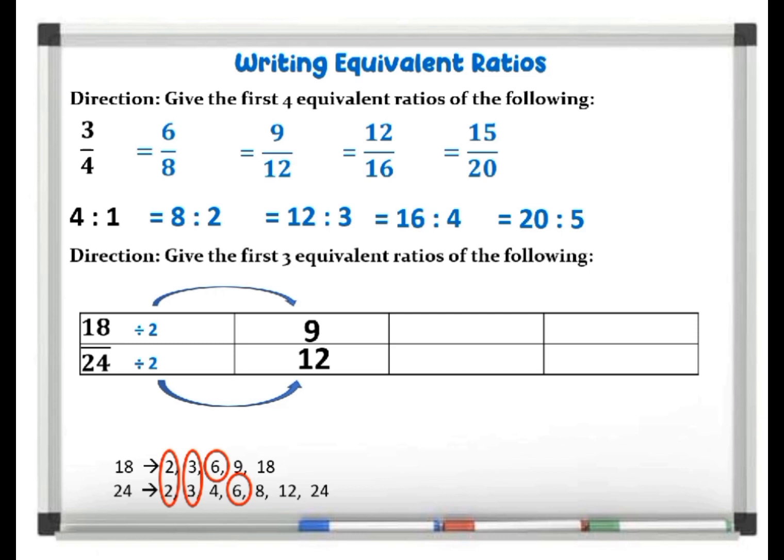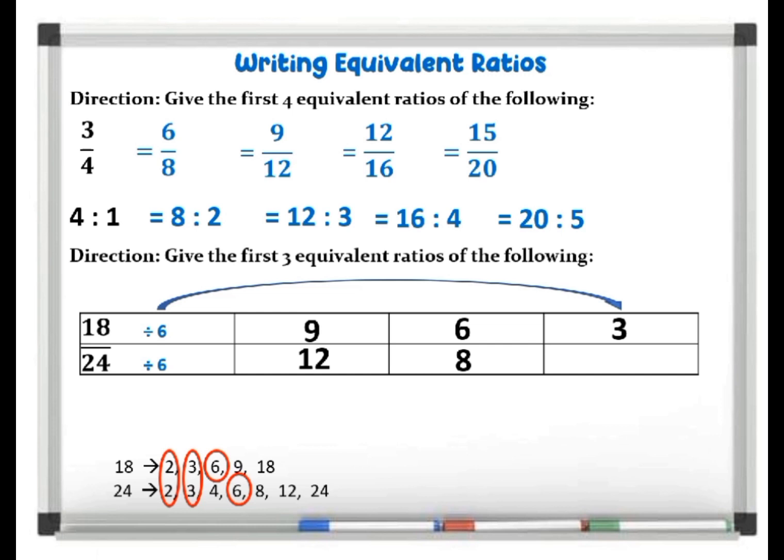Sunod, ang 18/24 naman, i-divide natin sa 3 kasi yun ang kanyang sunod na common factor. Okay, so 18 divided by 3, the answer is 6. Sunod, 24 divided by 3, the answer is 8. Okay. Ang sunod na ating i-divide ay ang 6 kasi yun ang sunod na common factor. Okay, divide natin siya sa 6. 18 divided by 6, ang sagot ay 3. Ang 24 divided by 6, ang sagot naman ay 4.